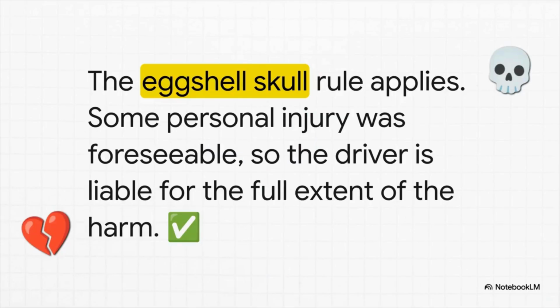The answer is yes, and this is a classic application of the eggshell skull rule. It was reasonably foreseeable that a car crash could cause some type of personal injury, right? Maybe whiplash or shock. Because that type of harm was foreseeable, the defendant has to take his victim as he finds him, even with a super rare unknown heart condition. So he is liable for the full extent of the harm, including the completely unforeseeable death.